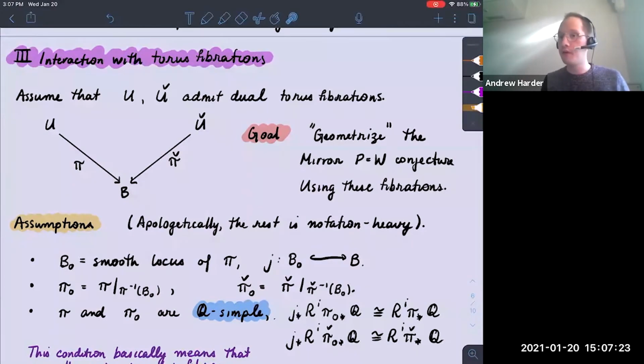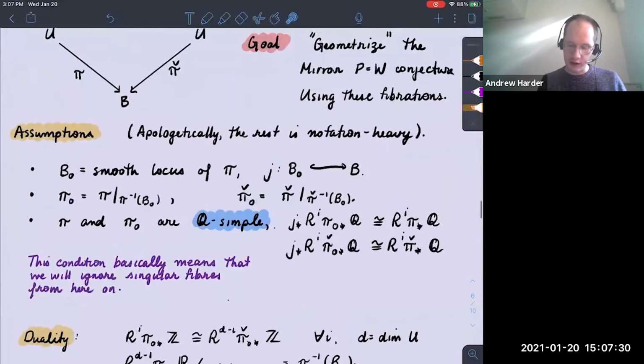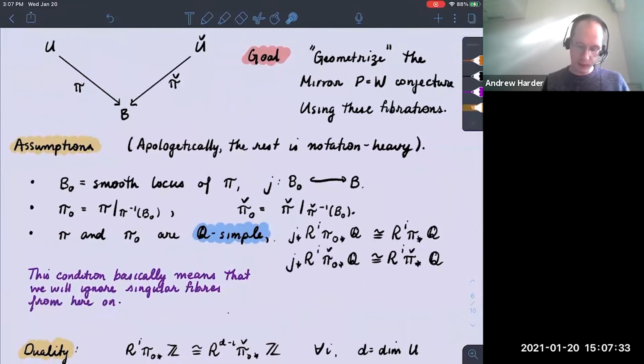Okay, so I'll introduce a bit of notation. It's generally a bit more than I like to use in talks, but I think it's necessary for all that we want to talk about. I'll let B0 be the smooth locus of pi, and in fact, this will be the smooth locus of pi check as well. Then J will be the embedding of B0 into B. I'll use pi 0 to denote the restriction of pi to the pre-image of B0, so this is the restriction to the collection of all smooth fibers, and pi 0 check to denote the corresponding restriction to the collection of smooth fibers of U check.